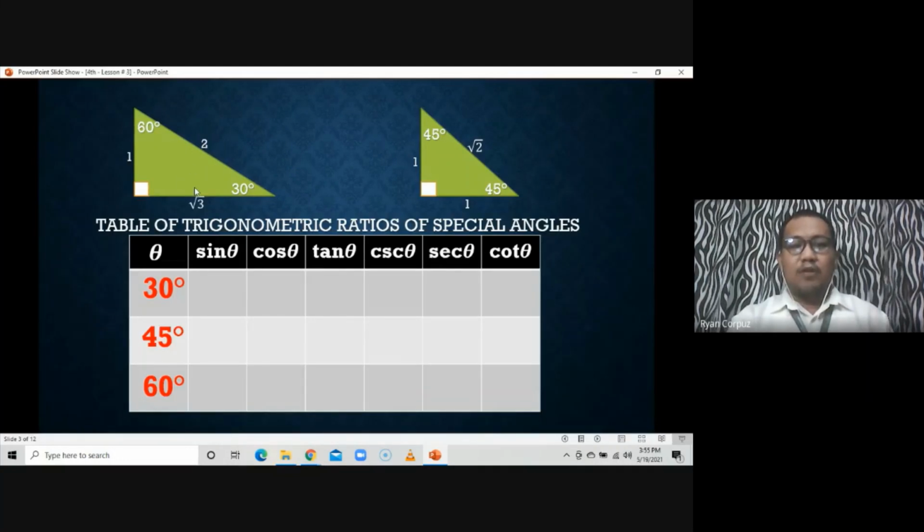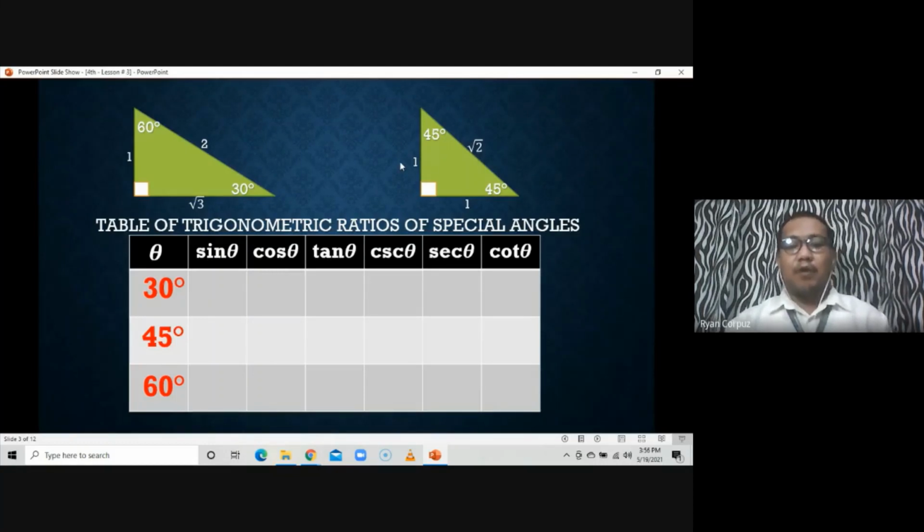Then, to get the measure of the longer leg, all you have to do is multiply the shorter leg by square root of 3. So 1 times square root of 3, you come up with square root of 3 as the measure of the longer leg. Take a look at those measurements, because these are the measurements that we are going to use to complete the table of trigonometric ratios of special angles.